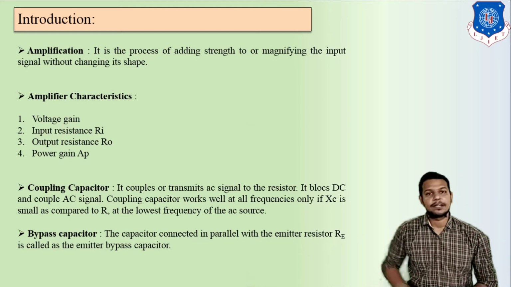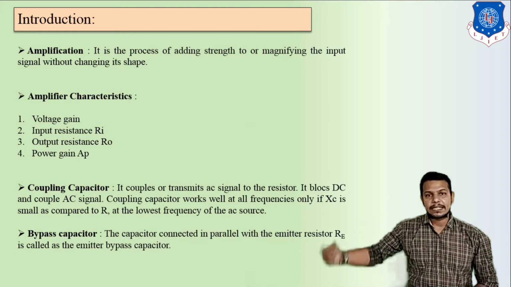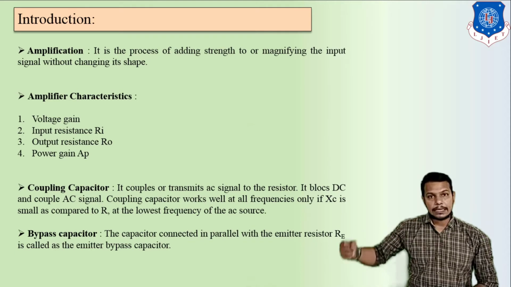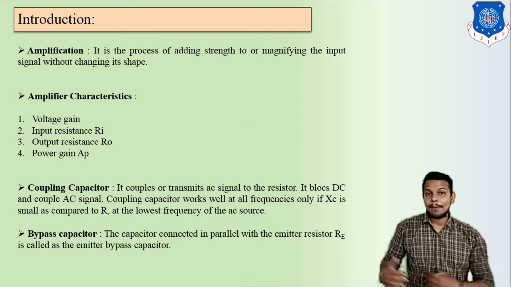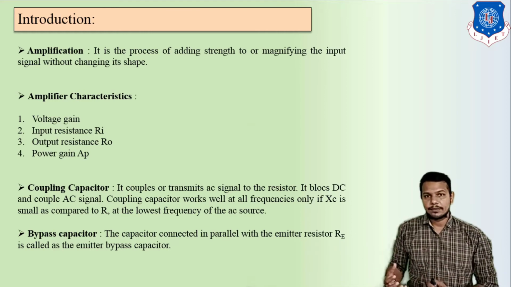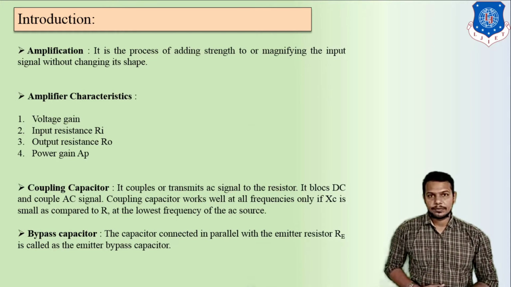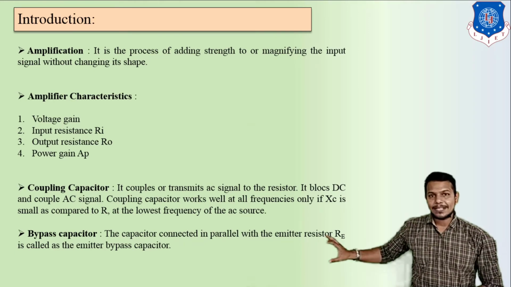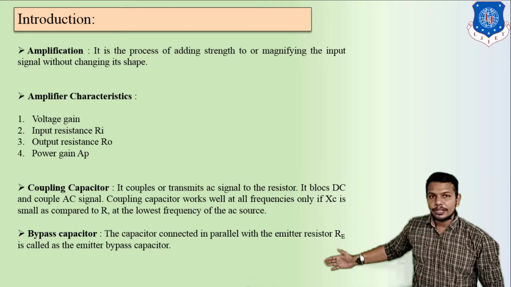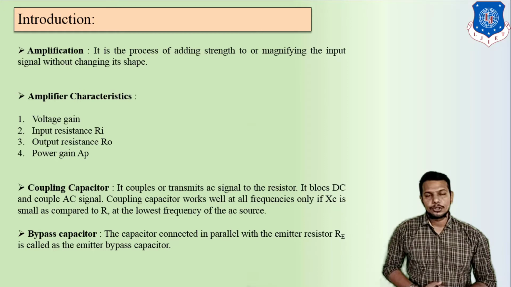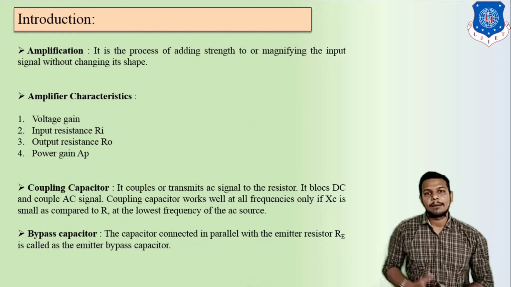Now the bypass capacitor is a capacitor which bypasses the current to the ground. Here we can see the capacitor connected in parallel with the emitter resistor Re, called the emitter bypass capacitor. Due to the bypass capacitor we will get good gain. That's why these definitions are important for the further theory: amplification, its characteristics, bypass capacitor and coupling capacitor.